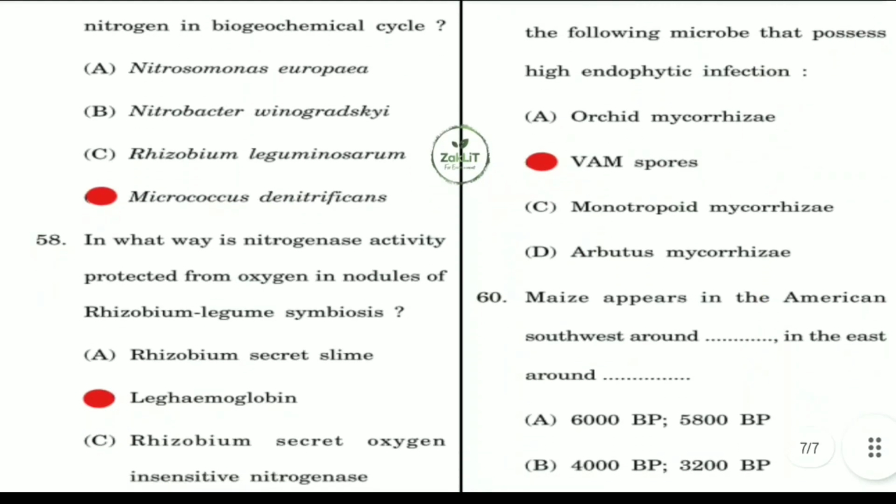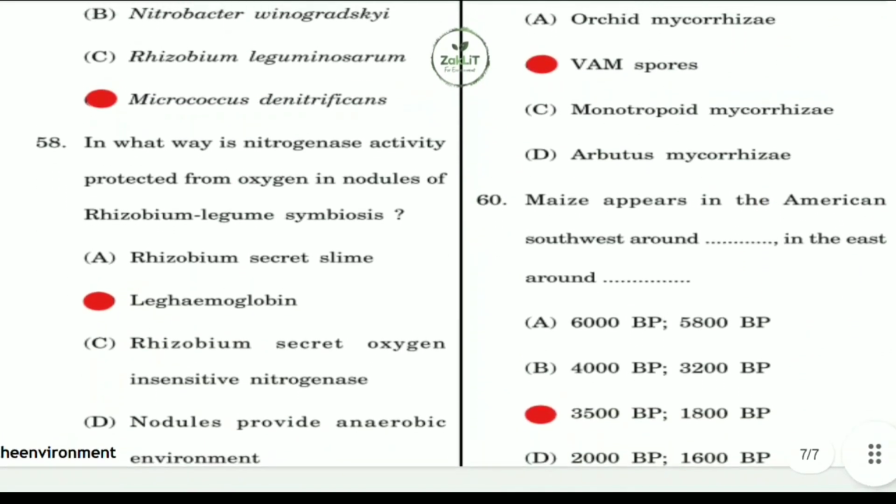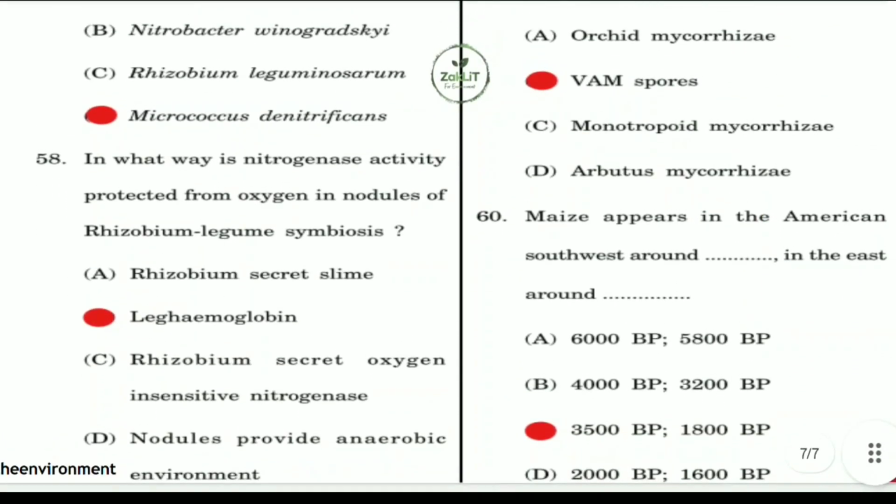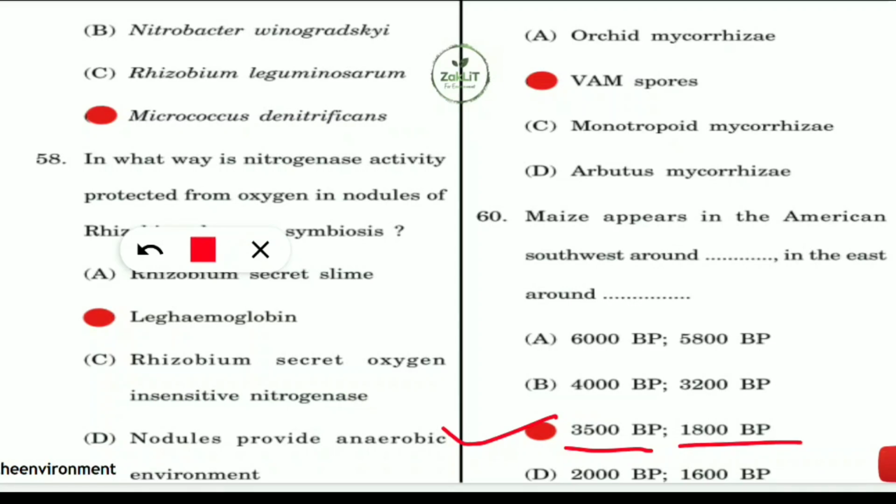Question number 60. Maize appears in the American Southwest around dash and in the East around dash. So here it is asking about when the maize appeared. This is also asked in the UGC NET environmental science paper. You can see how questions are asked. Sometimes some questions will be like this, no need to worry. So the correct option will be option number C, that is 3500 BP in the southwest and 1800 BP in the east.